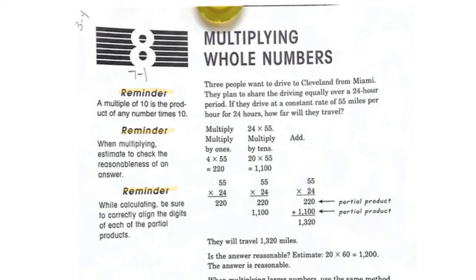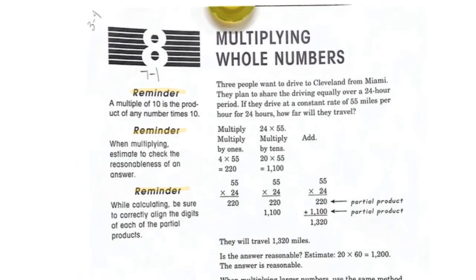They have broken it down because we're going to multiply by ones. So we took our 4 times 55, and we're going to multiply by tens, the 20 times 55. So when you line them up, the way multiplication problems should be lined up, you have to hold place values. And here's your partial product.